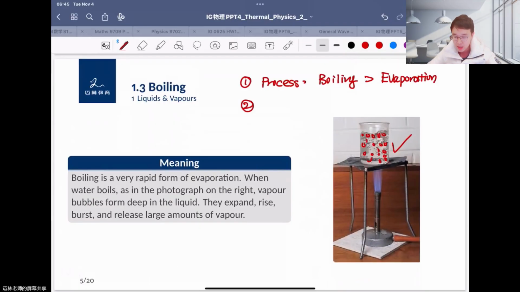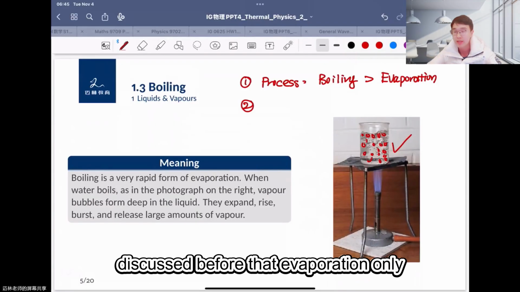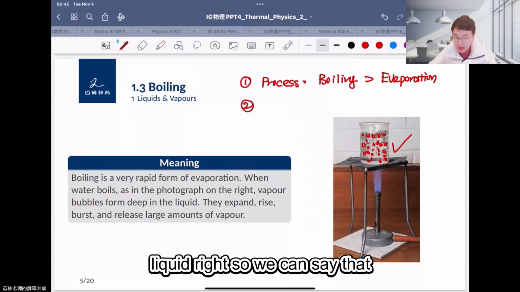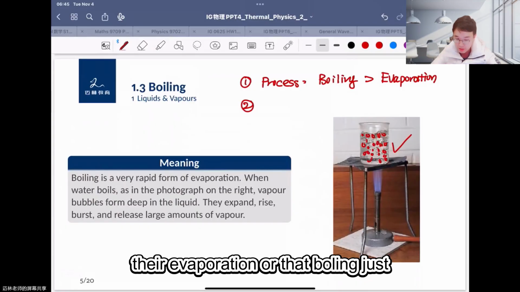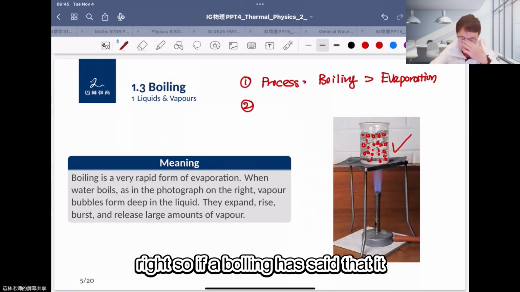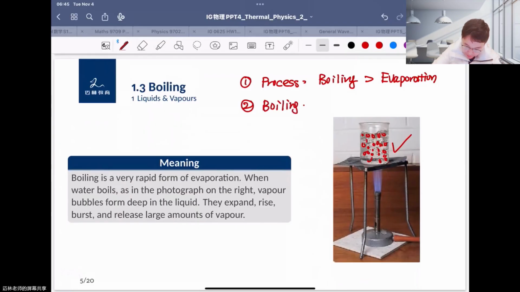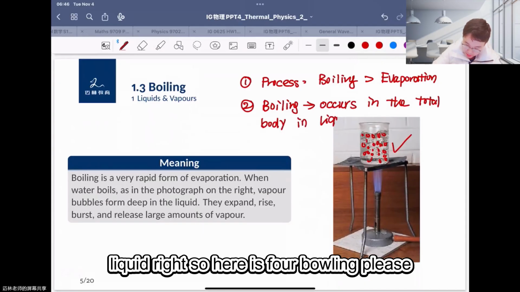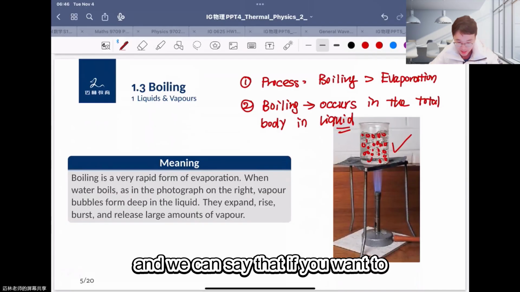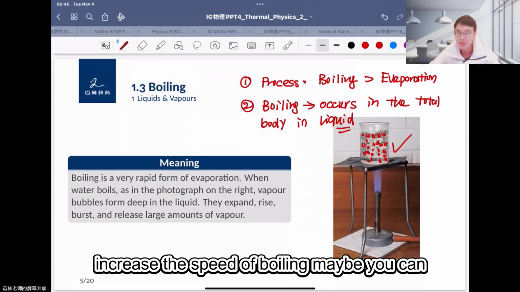And also, we have discussed before that evaporation only occurs at the surface, right? But here you can find bubbles fill the liquid, right? So we can say that boiling occurs in the total body of the liquid. So here is for boiling. Please remember that, okay?